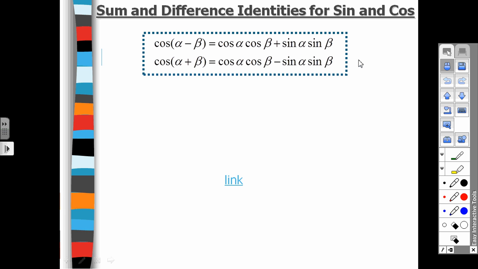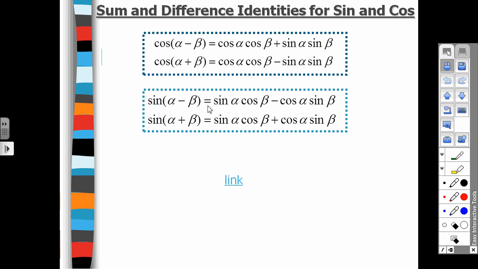And so then let's take a look at the sine identities. So the difference identity for sine, we're now taking the sine of alpha times the cosine of beta minus the cosine of alpha times the sine of beta. So whatever it is that you need to do to get these 4 identities straight in your head and don't get them mixed up, make sure you do those.